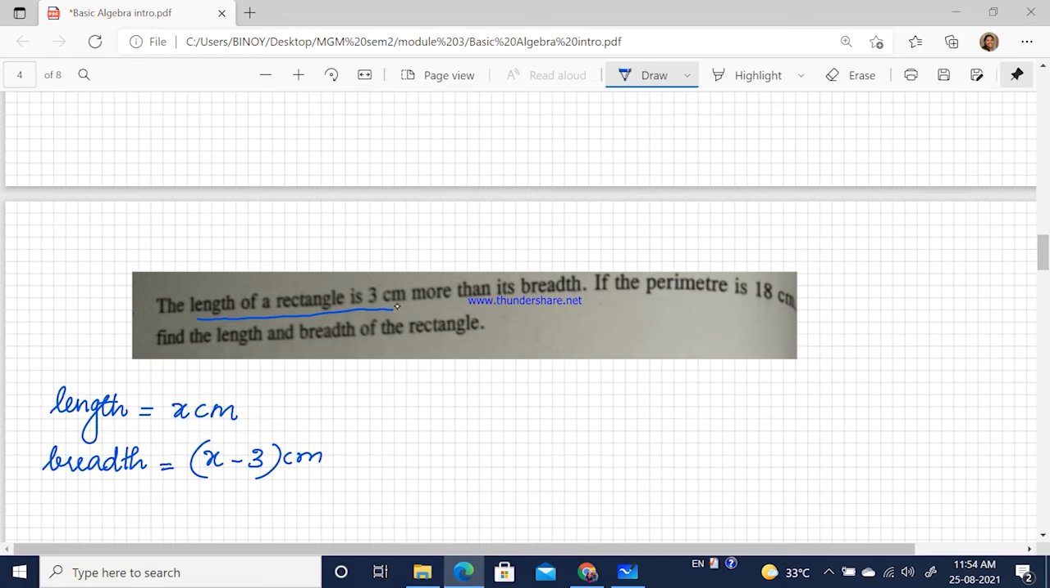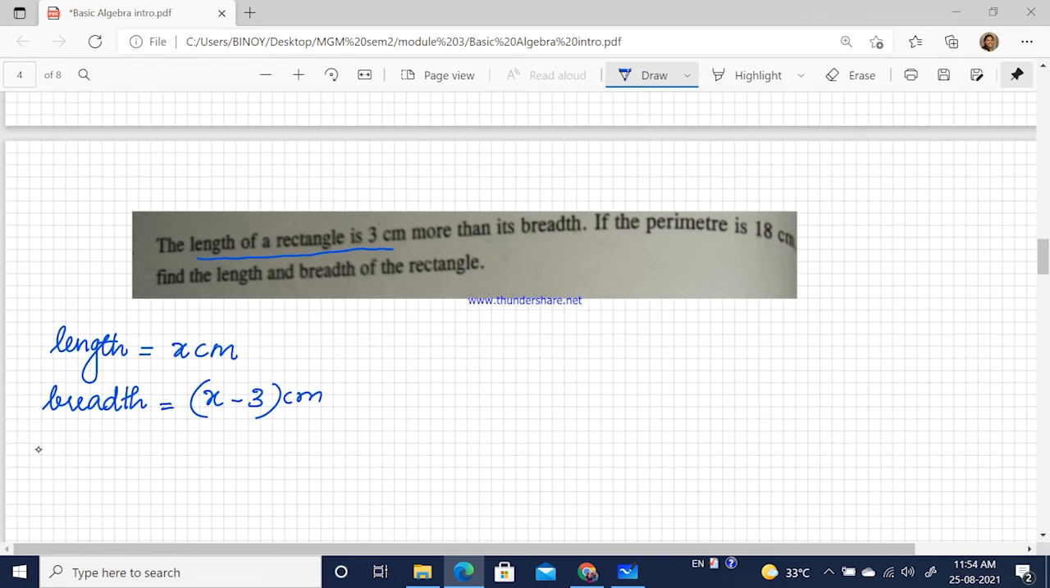The length of the rectangle is 3 centimeter more than its breadth. If the perimeter is 18 centimeter, you are asked to find the length and the breadth of the particular rectangle.